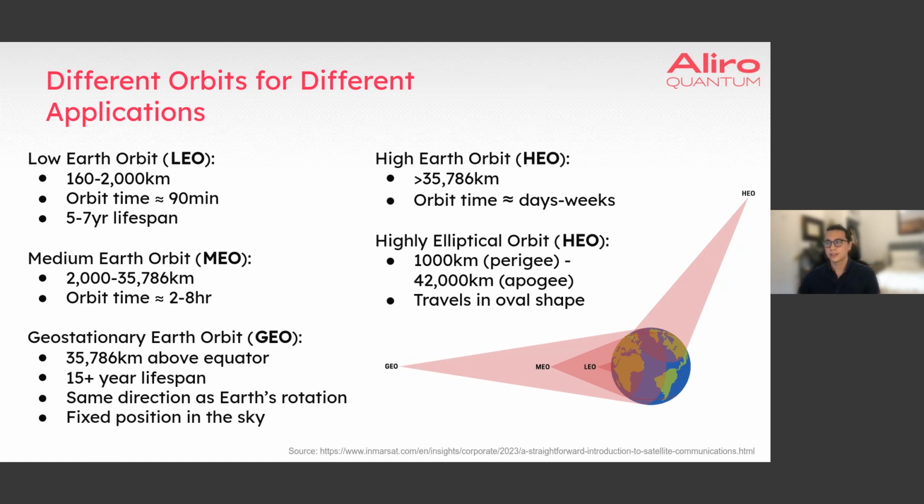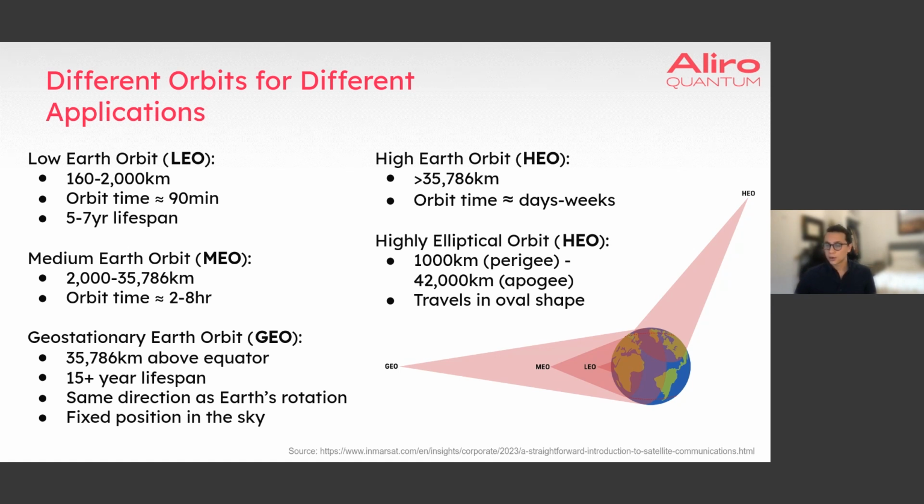And the critical property of GEO satellites is that when they travel in the same direction as Earth's rotation, they actually have a fixed position in the sky. So for any ground station that's communicating with a geostationary satellite, there's no fancy tracking that needs to be done because the satellite is in a fixed position. But they all lie in the sweet spot of just under 36,000 kilometers above the equator.